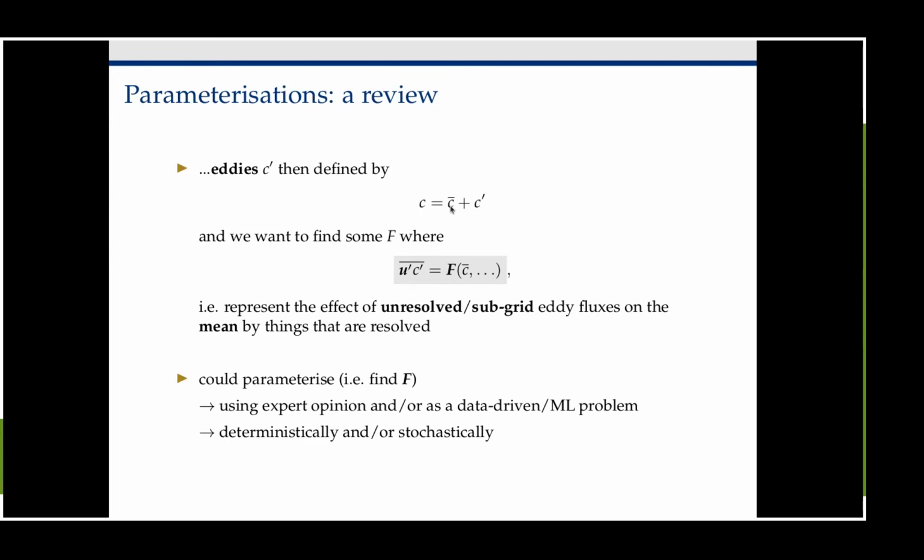So C here would be resolved by the model. This is not. So in a parameterization, you want to propose a form F, which takes your input, which is resolved, and gives you this term, and this F is now going to be the thing that affects your large-scale evolution. So that's basically what parameterization is. You just find this F. You can do this through expert opinion or as a data-driven or machine learning type problem, and you can represent F deterministically or stochastically. It doesn't really matter how you do this.